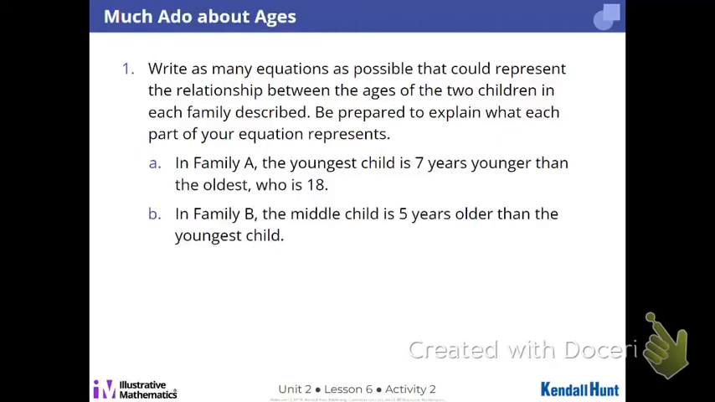What we're going to start with today is there's these two families, very cleverly named Family A and Family B. And your job is to write at least two equations. You're going to try to write as many as possible, but at least two equations for each family situation. We've practiced this a lot. There's a situation or context. We write an equation that matches it, right?